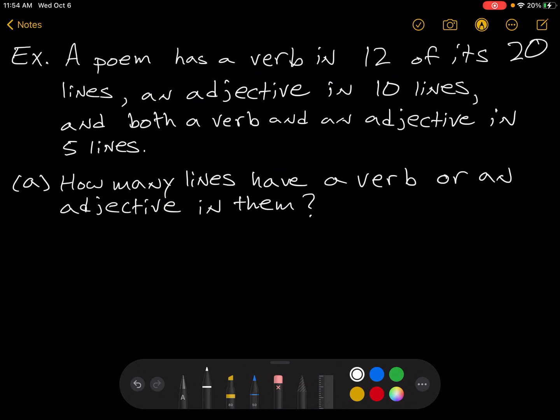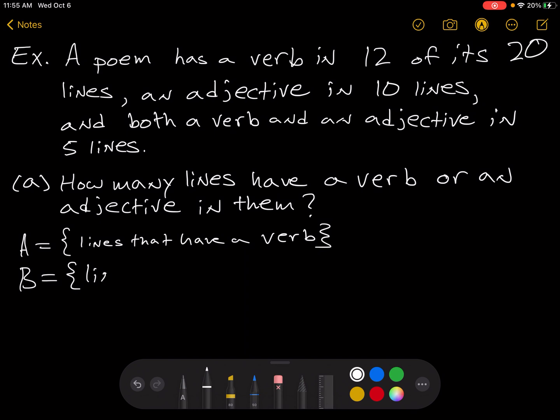All right, so we'll rephrase this in the language of set theory. Let's say that A is the set of lines that have a verb. Say that B is all the lines of the poem that have an adjective.